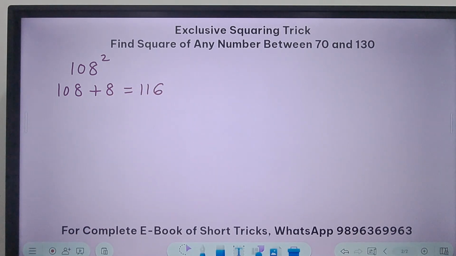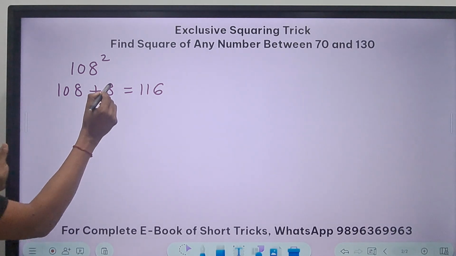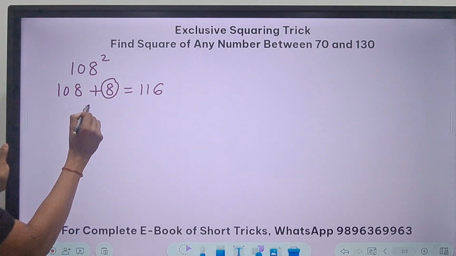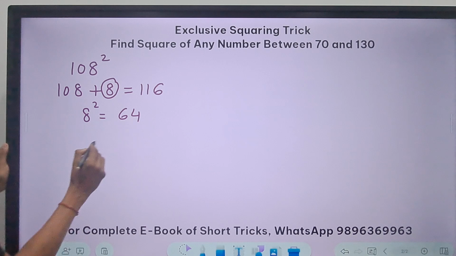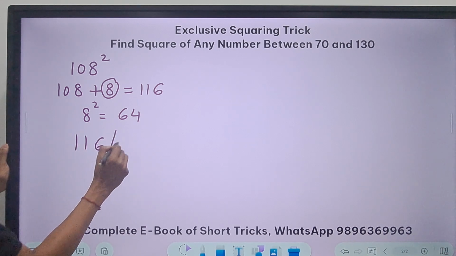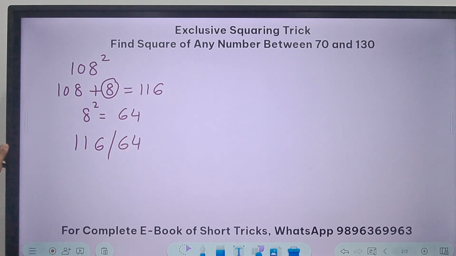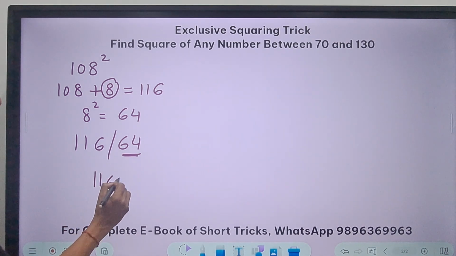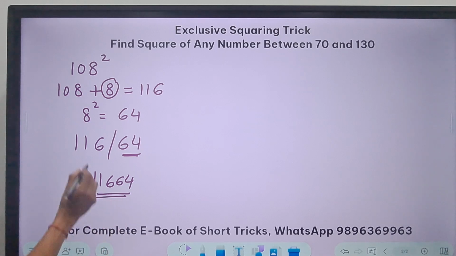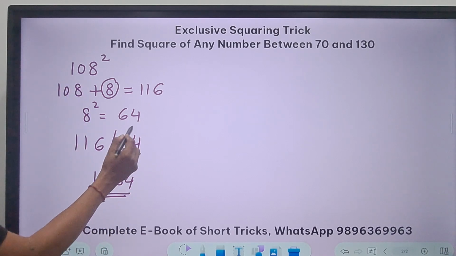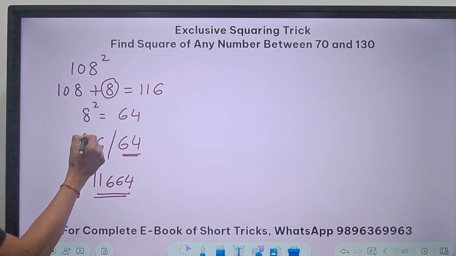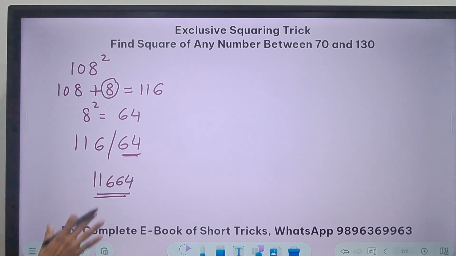Now this forms the first part, and the second part is this excess quantity square, that is 64, and just write them together, 116 and 64. Since we have 2 digits here, so the answer is direct. 11664 is the square of 108. Suppose we get 3 digits here, retain 2 digits and carry forward the hundreds place. Okay. So let's take a question where probably we have to do some carry forward.